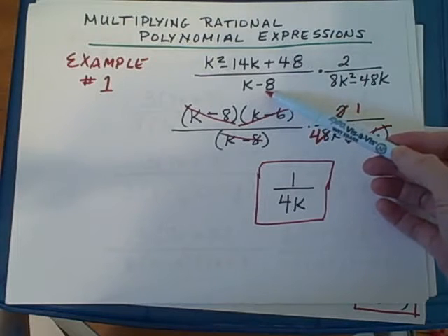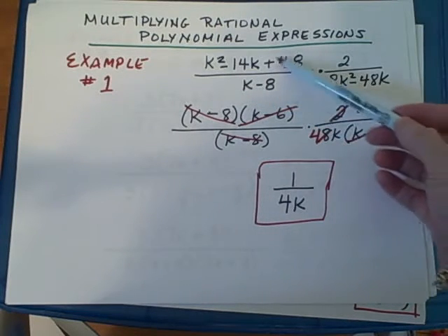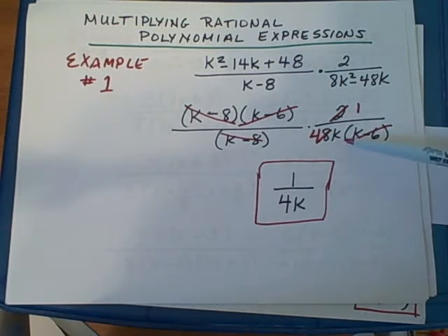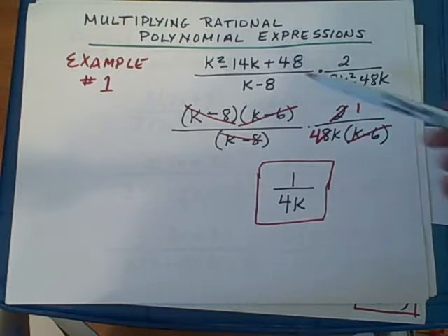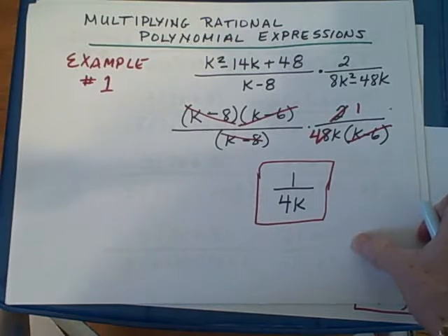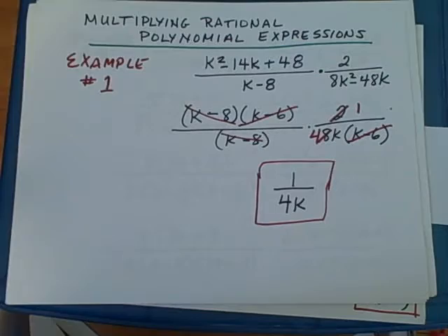Now, I don't think I have to repeat myself about this, but we notice here that k cannot equal 8 because that would cause this to be a 0 in the denominator. And in this denominator here, k cannot be 0, nor can it be 6. So the values we have to exclude for k are 8, 0, and 6, because all of those numbers would cause the denominator to be 0.